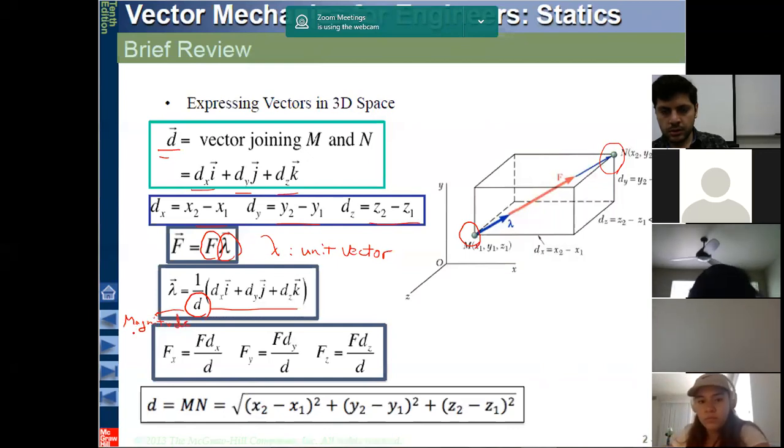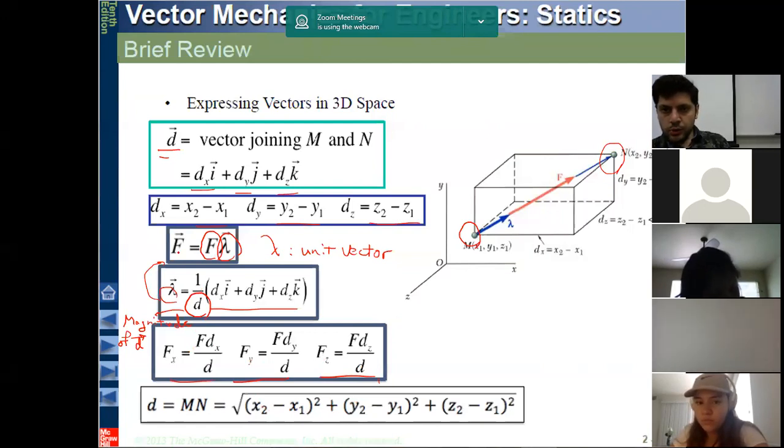So this D is actually the magnitude of vector D. And then, if you simply replace this lambda into this formula, you would get each component, fx, fy, and fz. And so this is just a geometry problem. So you pick points in the space and you calculate the unit vector.